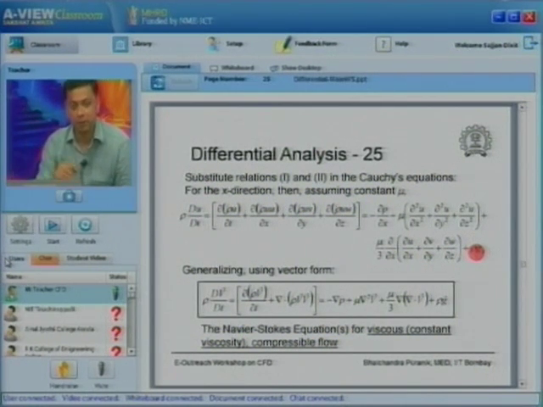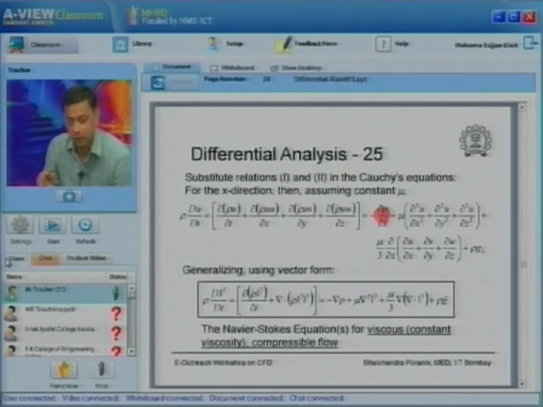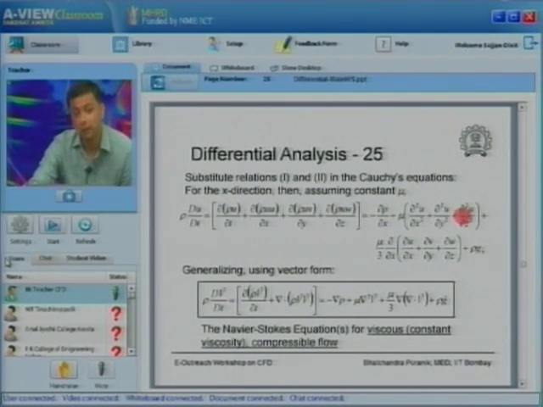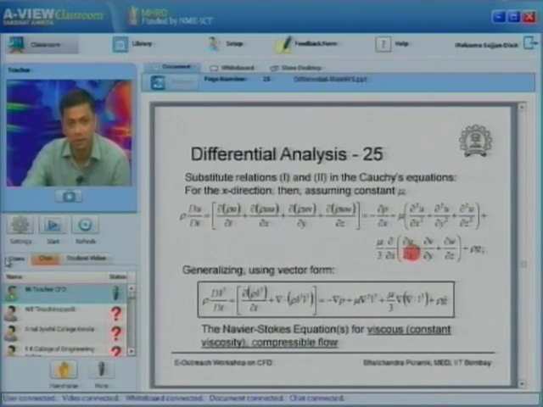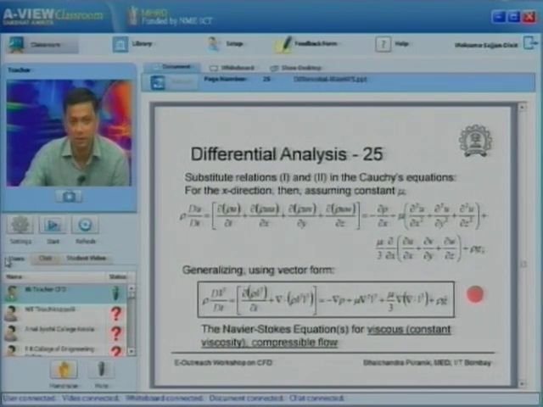Now again, please remember that this is a differential equation. So as with all differential equations, this equation is also on a per unit volume basis. In that sense, this minus dp/dx is to be interpreted as the net pressure gradient in the x direction on a per unit volume basis. The next two terms together can be considered as the net viscous force on a per unit volume basis, and rho times gx will be the net body force in the x direction, all of course on a per unit volume basis. Similarly, the generalized vector form, which is written analogously from the above equation, is also on a per unit volume basis.